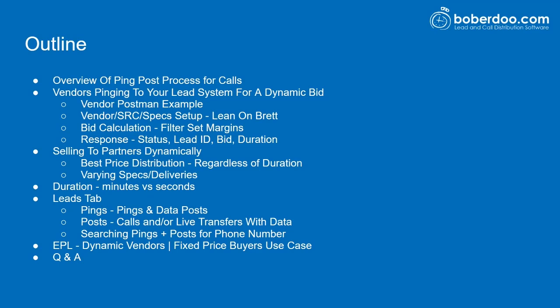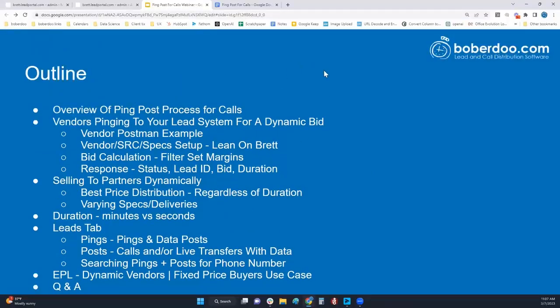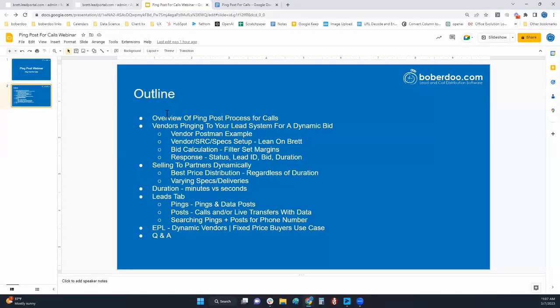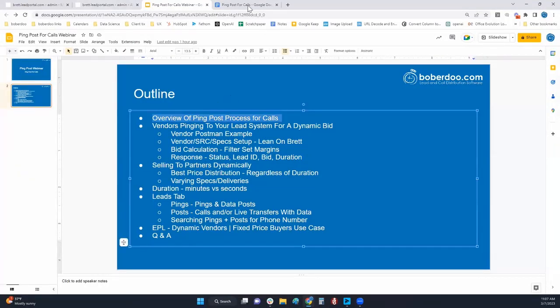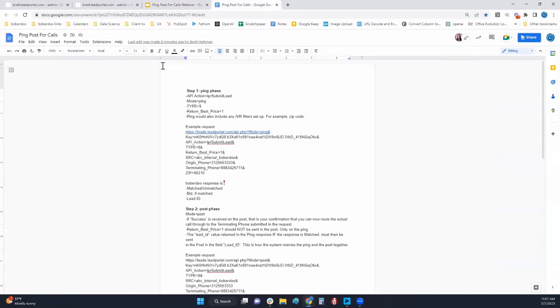We'll talk a little bit about duration, which is super important when we are talking about ping post for calls, since that can vary. And then we'll take a look in the leads tab at what this looks like, and then finally end with a very specific case called EPL, or earnings per call, when you have dynamic vendors and fixed price partners. So we'll come back and reference this throughout, but I'm going to go ahead and jump in with this process of ping post for calls.